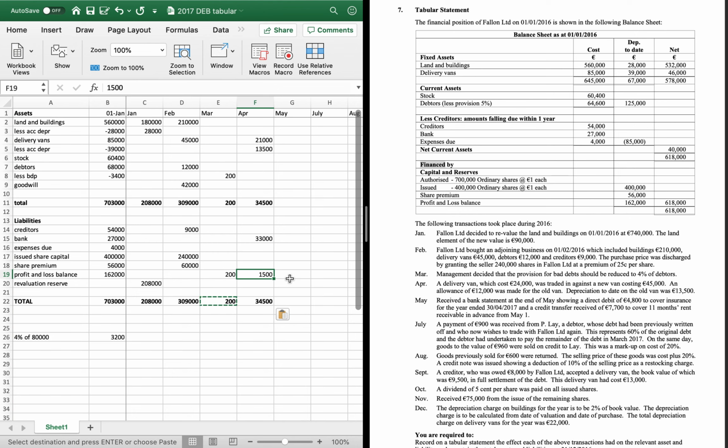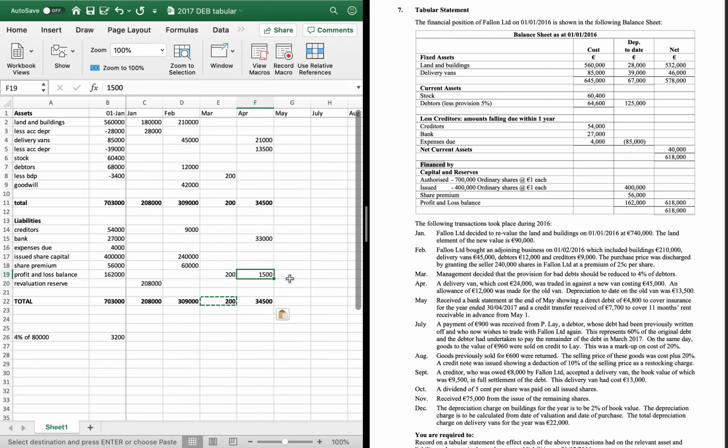Okay, May. Now this one ties in with the December one as well. So we just always make a note that we have to come back and finish this off. Or you can do it at the same time if you've got it ruled out, depending on how you want to do it. So it says you received a bank statement showing a direct debit of 4.8 to cover insurance for the year. So we're paying insurance for the year.